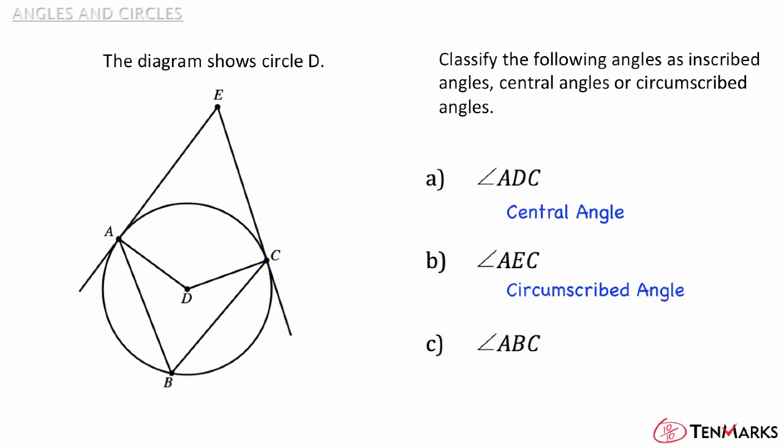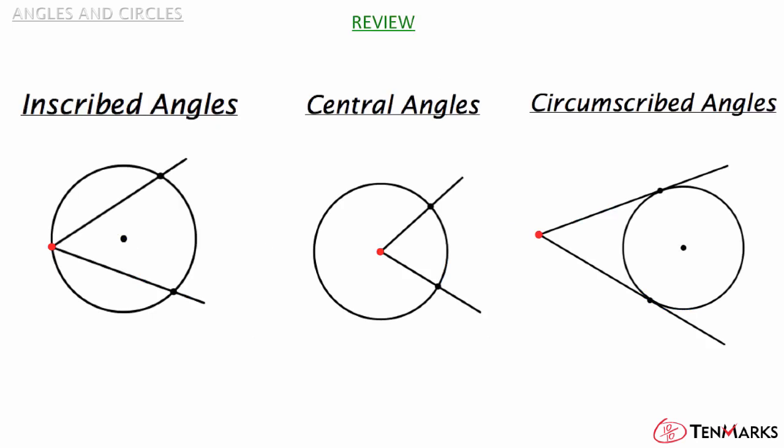And lastly, angle ABC has its vertex on the circle, and it also lies on the inside of the circle. So this one is an inscribed angle. In review, inscribed angles, central angles, and circumscribed angles refer to the placement of an angle with relation to a circle. Good luck!